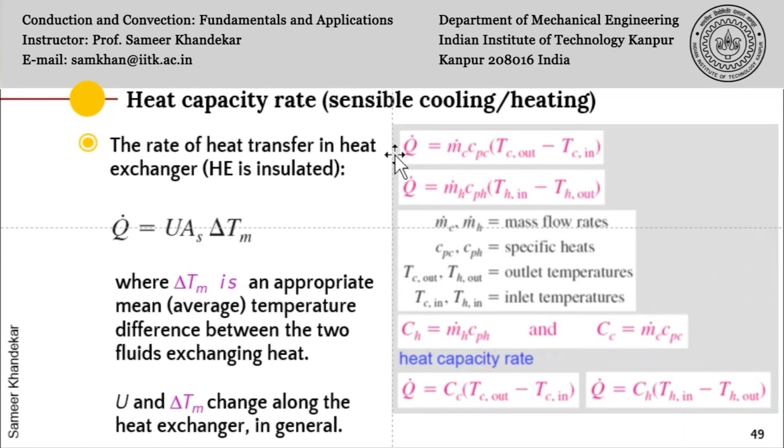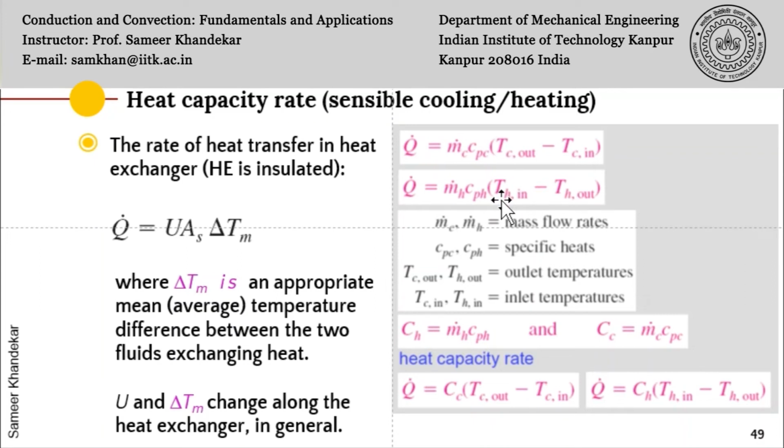Now this must be equal to what is lost by the hot fluid, and naturally the delta T here will be Th in minus Th out, because the inlet temperature of the hot fluid is higher than its outlet temperature as it passes through the heat exchanger. So this much amount of heat is exactly equal to what is gained by the cold fluid. So these two equations must be identical.